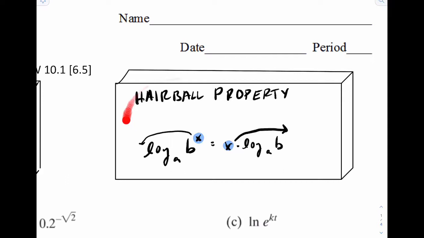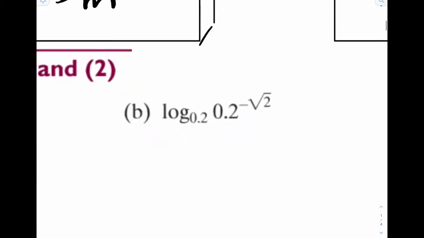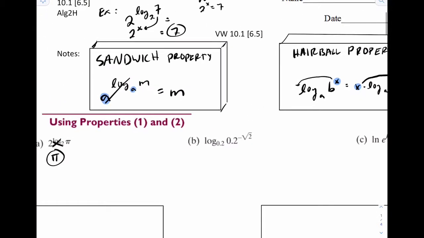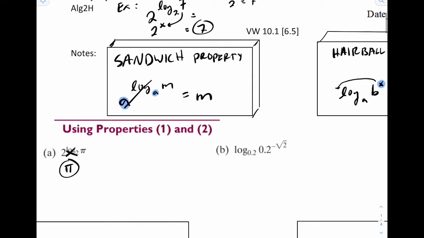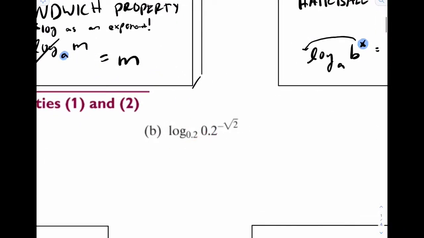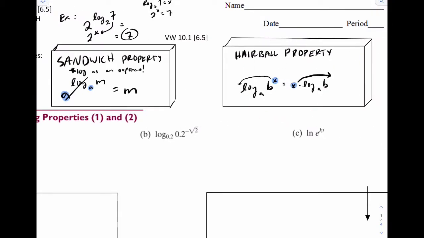So essentially, this property allows you to move the exponent from the coefficient to the exponent freely. Okay, let's try this example. Notice how you don't need the sandwich property, or you even can't use it, because to use a sandwich property, it has to be in this form, meaning a log and the exponent. So we'll make a note here. Log as an exponent. That's a big clue. You got to use a sandwich property. And I can see here that is not happening, which means I can use my hairball property.